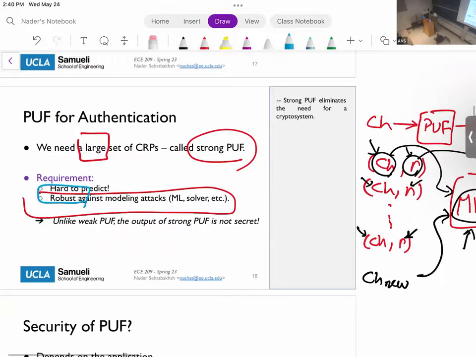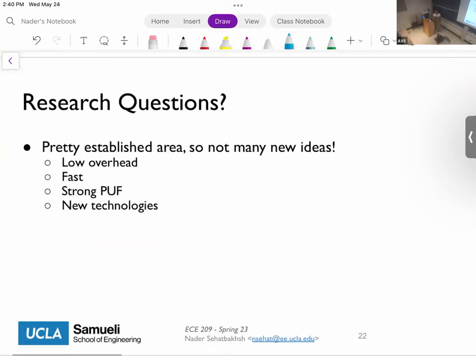So there are a whole bunch of other questions. PUF is a concept that's been around for some time, so it's more established than the other areas of research. But how do we make PUF low overhead? How do we make it faster? How do we make it strong and robust against machine learning attacks? How can we use new technologies to build PUF? These are research questions that have been around recently, and PUF is still something that's being used a lot in research. Any questions about PUF?